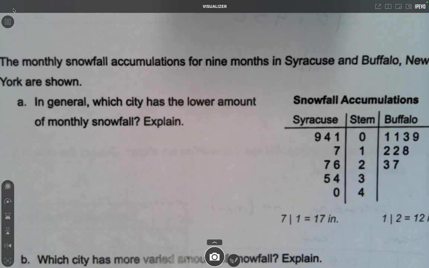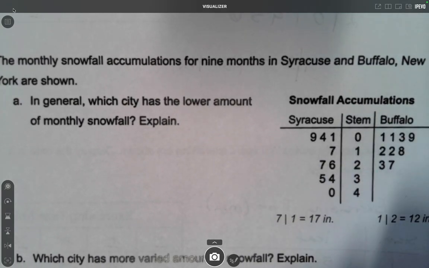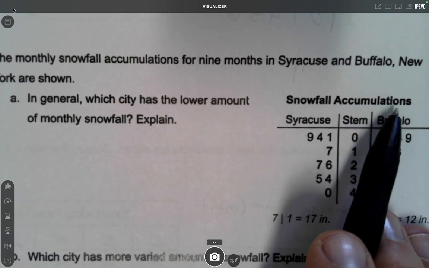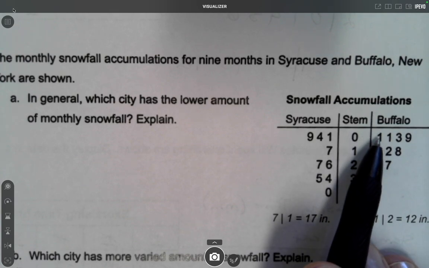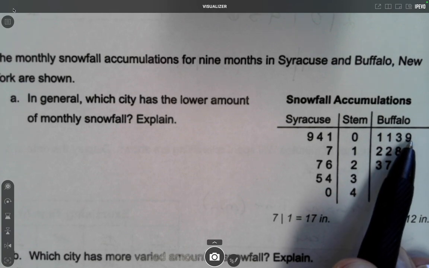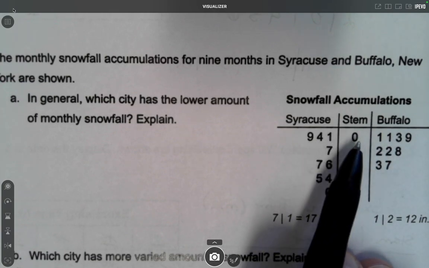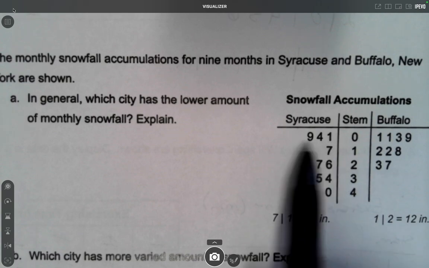Okay, now this one is called a split stem and leaf plot. It's two-sided, it goes 2 directions. So just to make sure you understand what they're saying, this is talking about snowfall. So for Buffalo, they had a 1-inch snowfall, a 1-inch snowfall, a 3-inch snowfall, a 9-inch snowfall. Syracuse had a 1-inch, a 4-inch, and a 9-inch. So they still go least to greatest, but they do start at the right and then move to the left on this side of it.